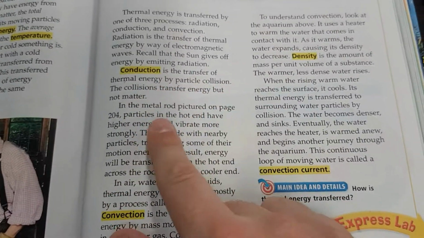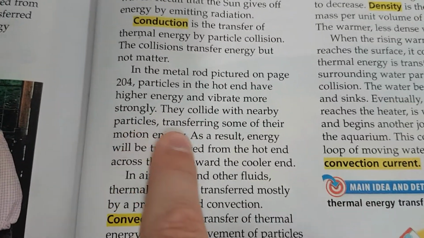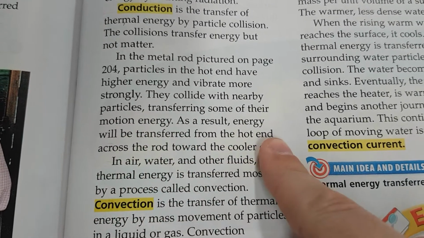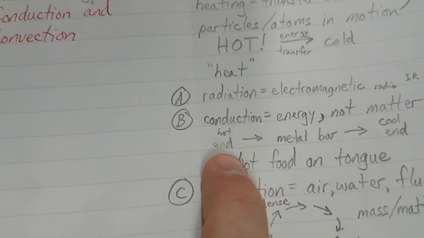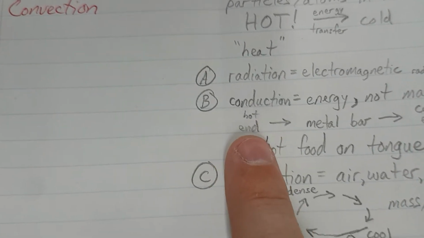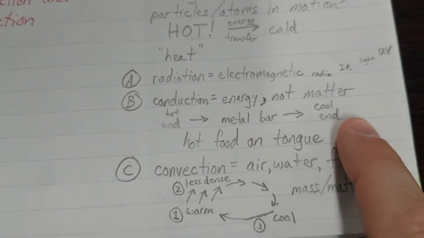Okay. In the metal rod pictured on page 204, there it is. Particles in the hot end have higher energy and vibrate more strongly. They collide with nearby particles, transferring some of their motion energy. As a result, energy will be transferred from the hot end across the rod toward the cooler end. So from the hot across toward the cool. Hot end, arrow, metal bar, arrow, cool end. Heat or thermal energy is transferring from the hot end through the metal bar toward the cool end.